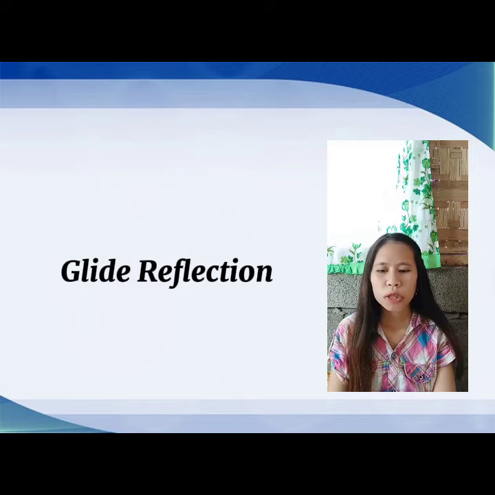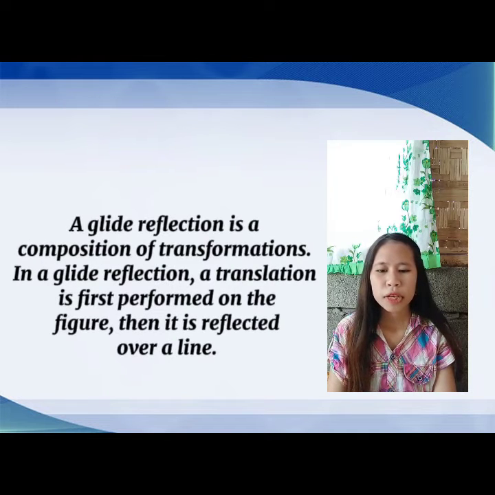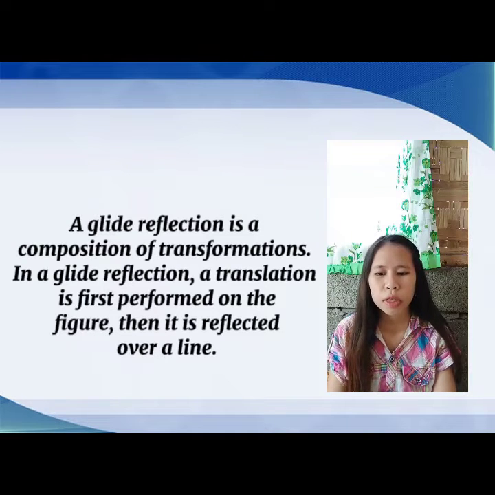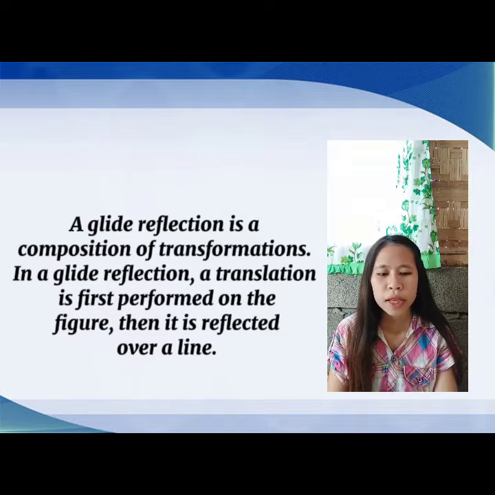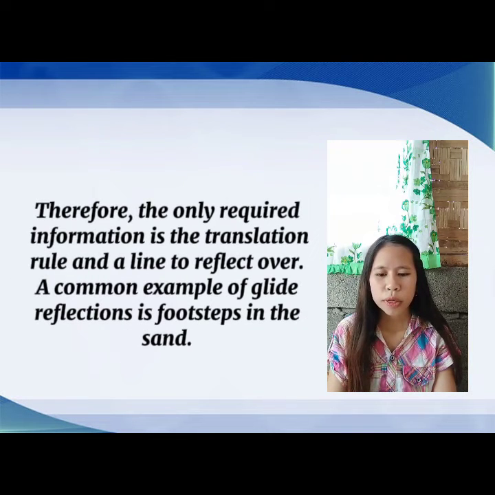And now I'm going to discuss the glide reflection. A glide reflection is a composition of transformations. In a glide reflection, a translation is first performed on the figure, then it is reflected over a line. Therefore, the only required information is the translation rule and a line to reflect over. A common example of glide reflections is footsteps in the sand.